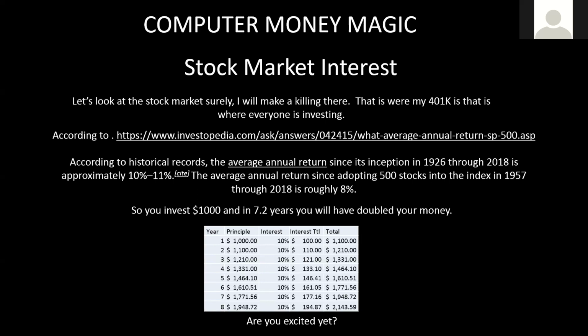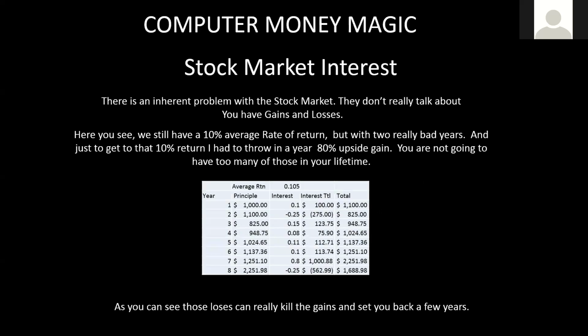So let's say you invest that $1,000 and in 7.2 years, you'll still double your money based on the 10% average rate of return on the stock market. Now, what they don't tell you, there's an inherent problem with the stock market. They don't really talk about it. You have gains, but you also have losses. So here in this particular chart, we still have a 10% rate of return, but we had two really bad years. And just to get to that 10% return, I had to throw in a really great year of 80%.